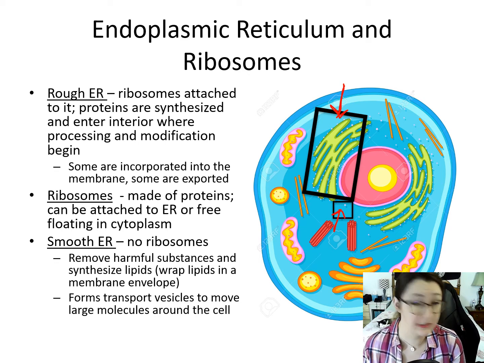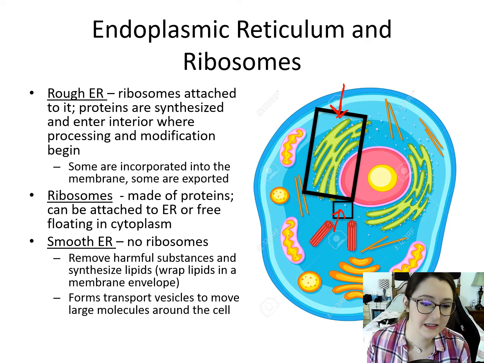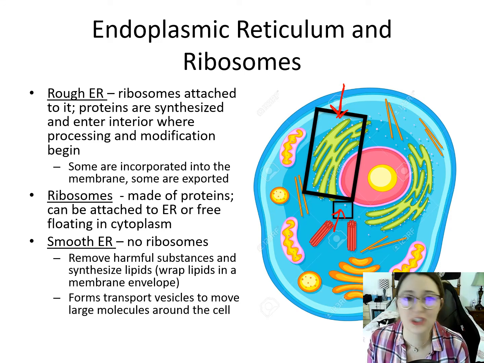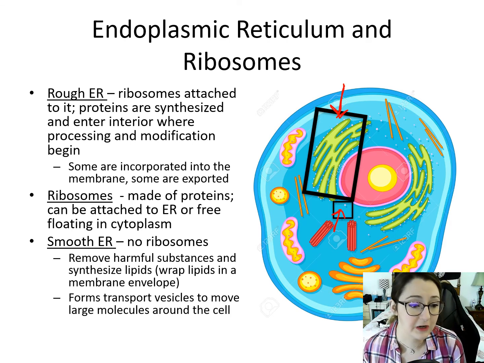Now, the one thing that I don't like about this graphic is that it doesn't really show smooth ER very well. In fact, I don't believe it shows it at all. But just know that the smooth ER looks incredibly similar to the rough ER, just no ribosomes. The purpose of the smooth ER is to remove harmful substances and synthesize lipids. They're going to wrap them in membrane envelopes. And it's going to form transport vesicles to move large molecules around the cell.